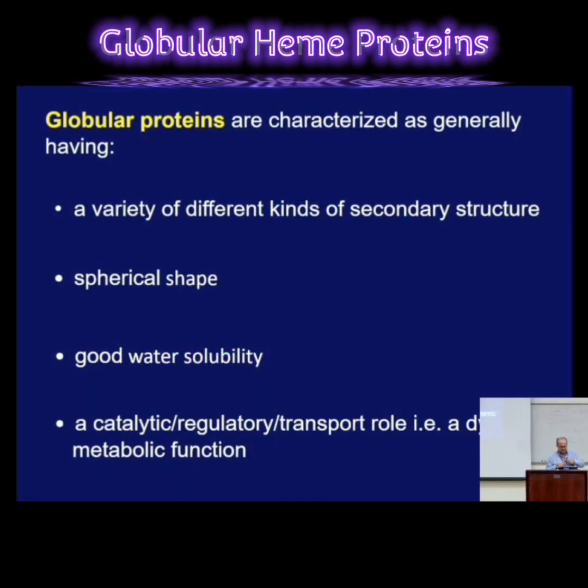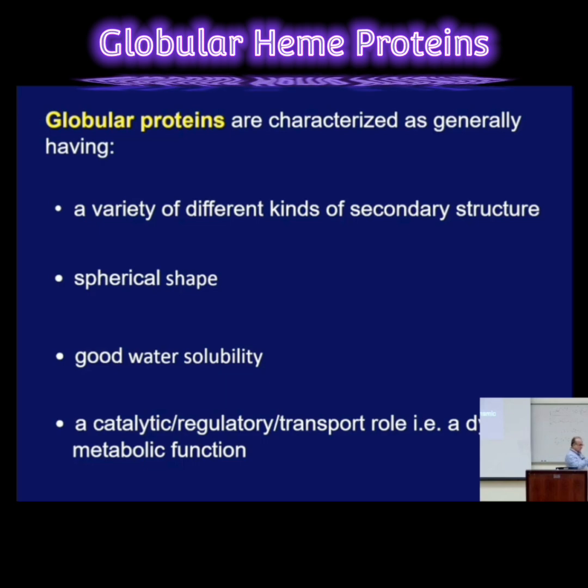When we talked about tertiary structure, we talked about globular proteins, if you remember. Globular proteins are spherical proteins, typically with good water solubility, with maybe multiple types of secondary structure. And usually they have a functional role in the cell, meaning that they could be enzymes, they could have a specialized function, binding something, okay?